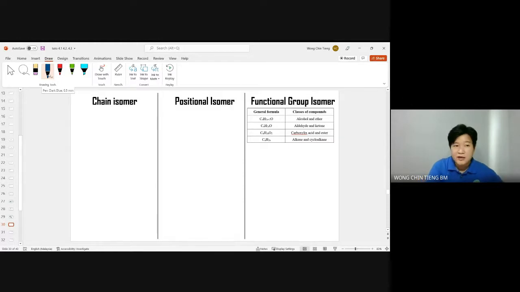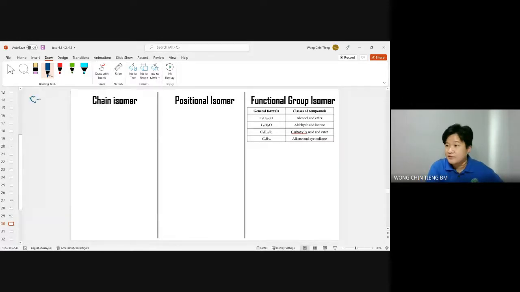Okay, soalan Amira, C5H10O. I want to remind you again, C5H10O means it's a CnH2nO. CnH2n only means there will be the presence of double bond. That means your oxygen is a double bond O.